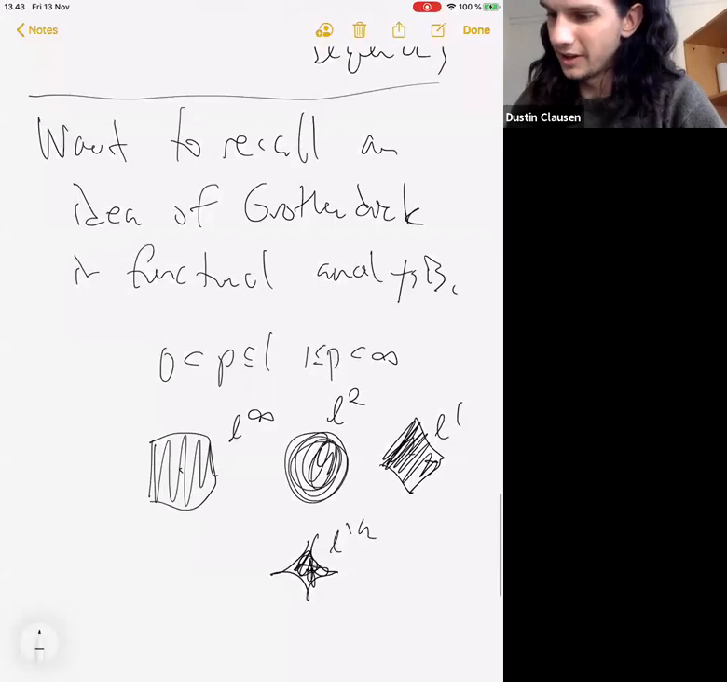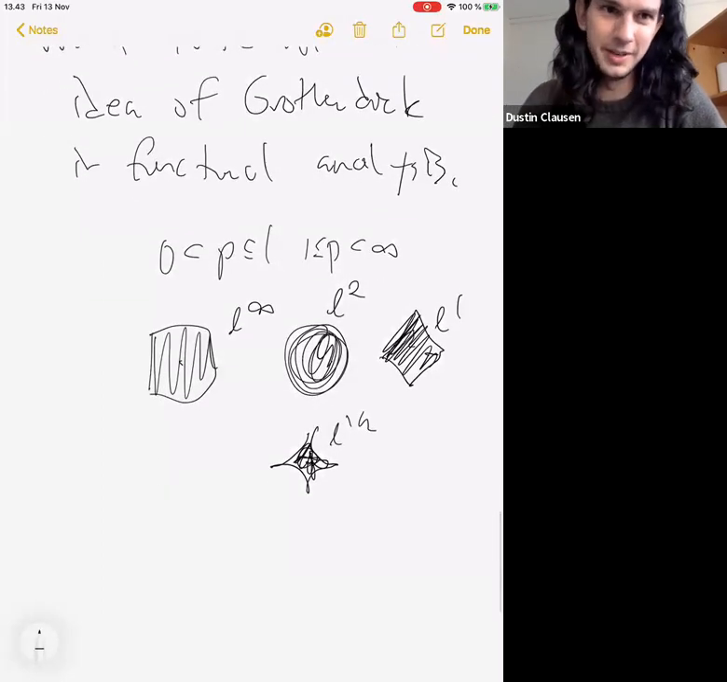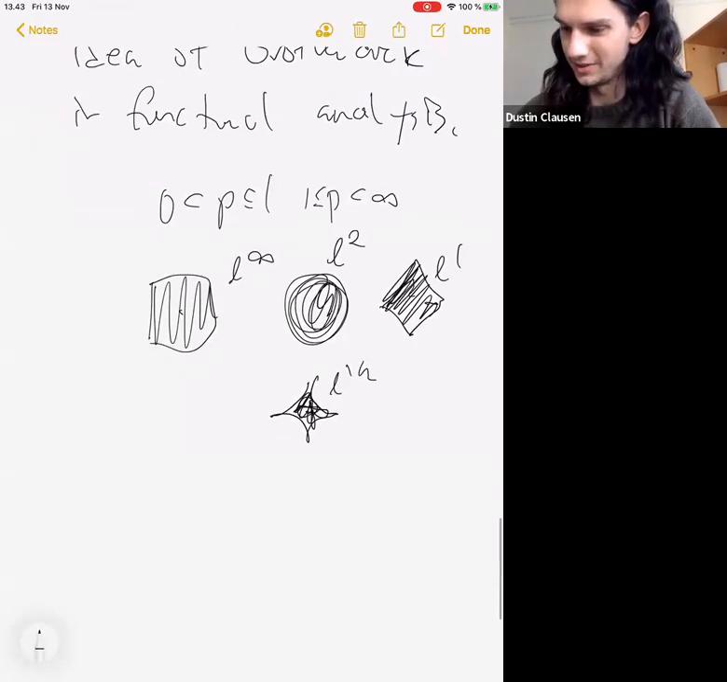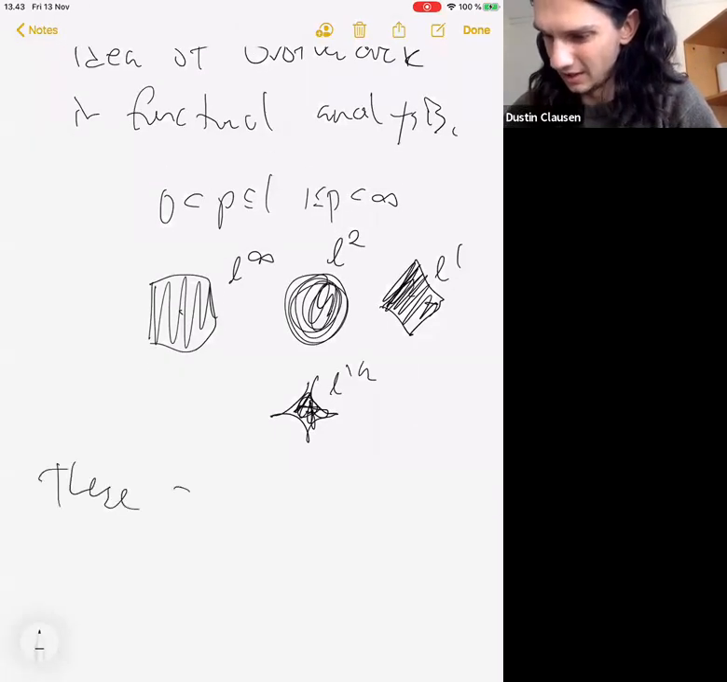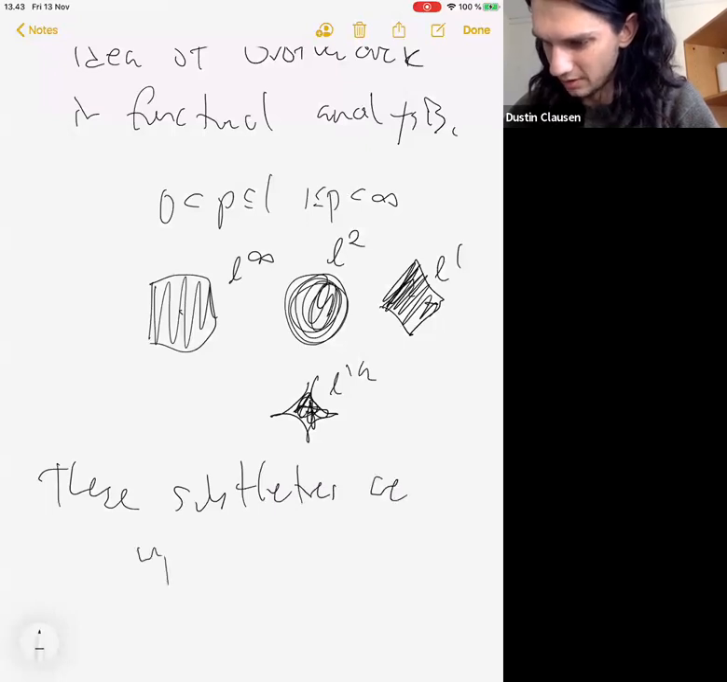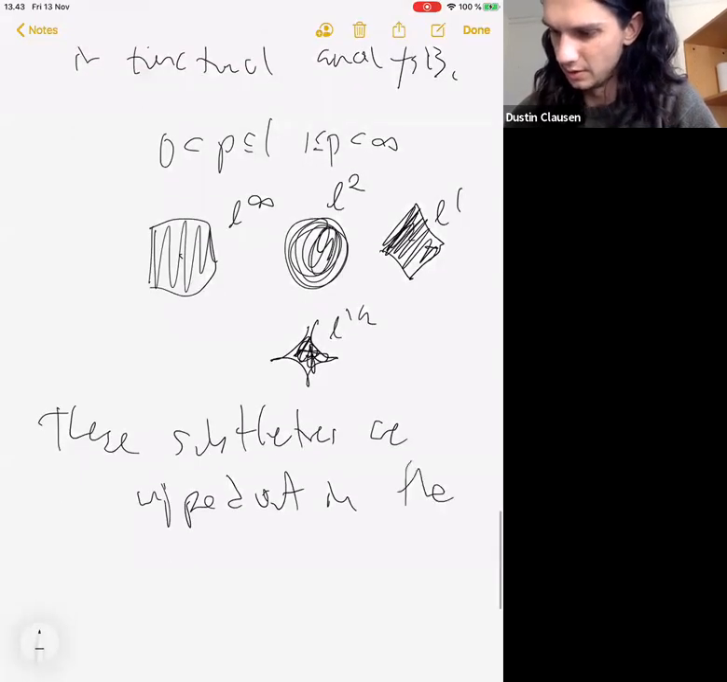But Grothendieck figured out a way to make all these subtleties disappear, or figured out a setting in which all of the subtleties get completely wiped out. So these subtleties are wiped out in the nuclear context.